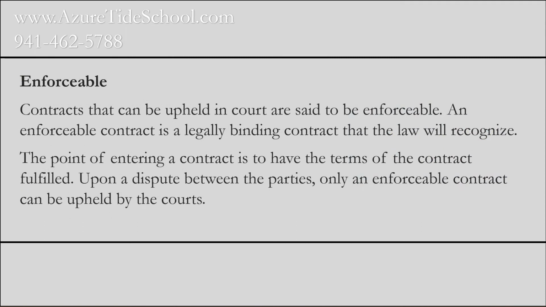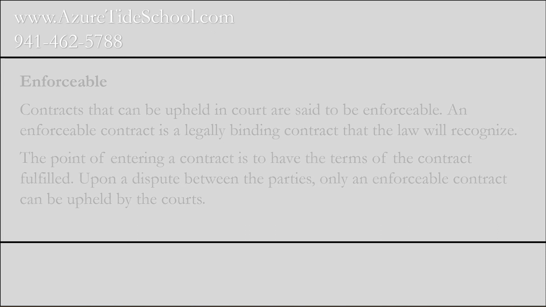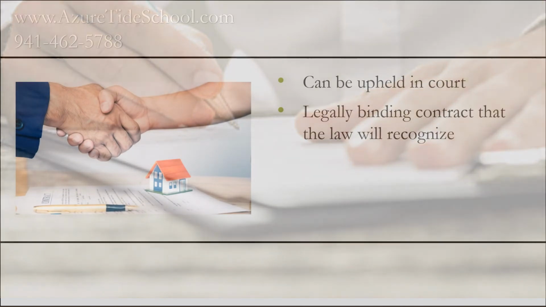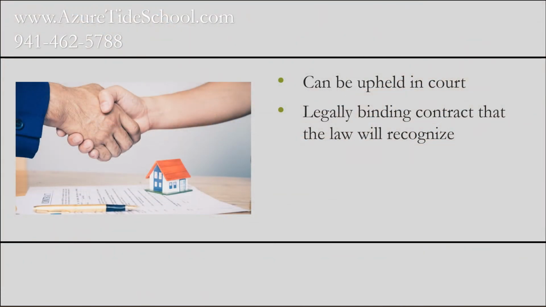Enforceable. Contracts that can be upheld in court are said to be enforceable. An enforceable contract is a legally binding contract that the law will recognize. The point of entering a contract is to have the terms of the contract fulfilled. Upon a dispute between the parties, only an enforceable contract can be upheld by the courts.